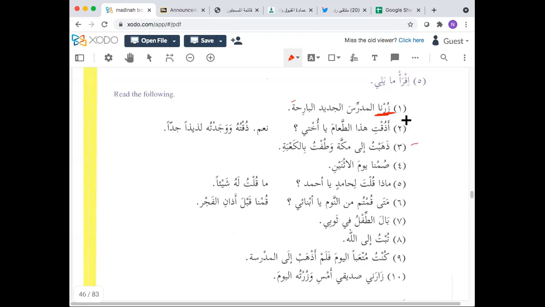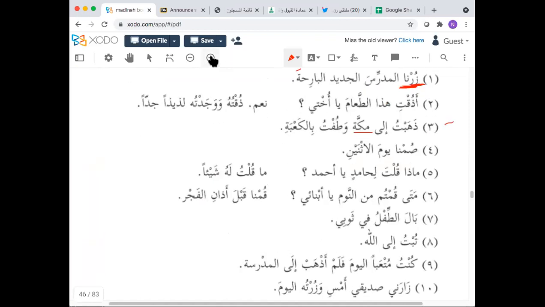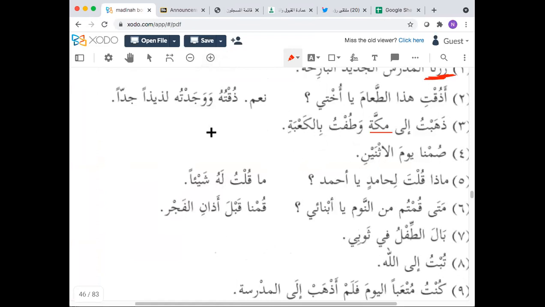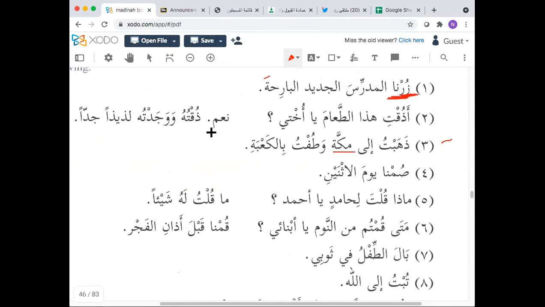Number 3, please. ذهبت إلى مكة وطفت بالكعبة. I noticed how you said Makkah. You didn't say anything else. It's supposed to be Makkata. What do you think, brothers? Agree with Abu Maymoon or disagree?